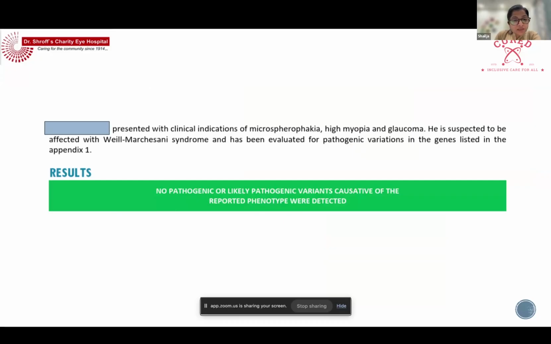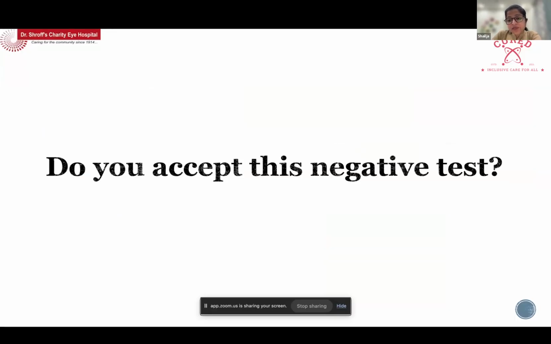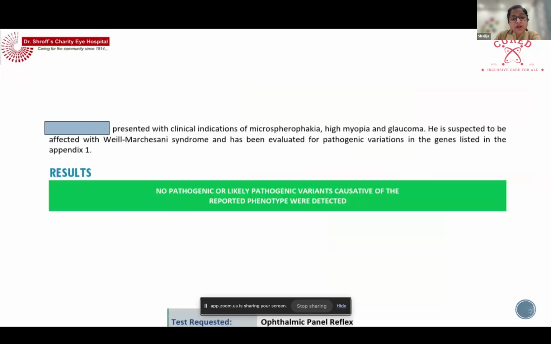However, when we did this test, again, no pathogenic or likely pathogenic variants for the reported phenotype were detected. So same thing, what do we check? We check what test was ordered here. So do you accept this negative test? No, we'll go back and check everything. So what test was ordered here was an ophthalmic panel.